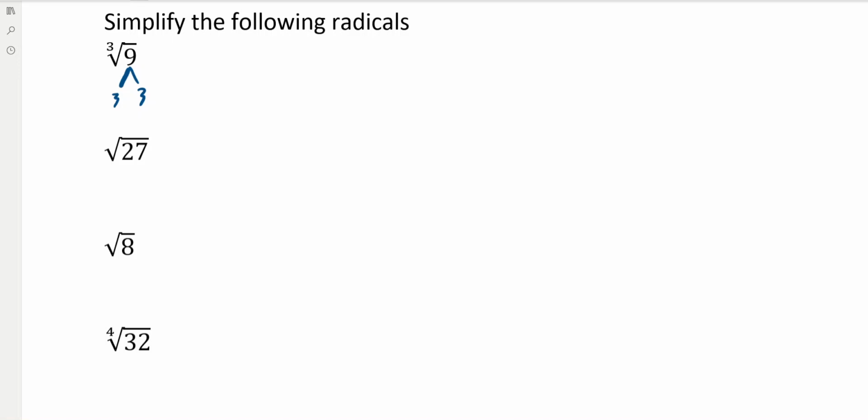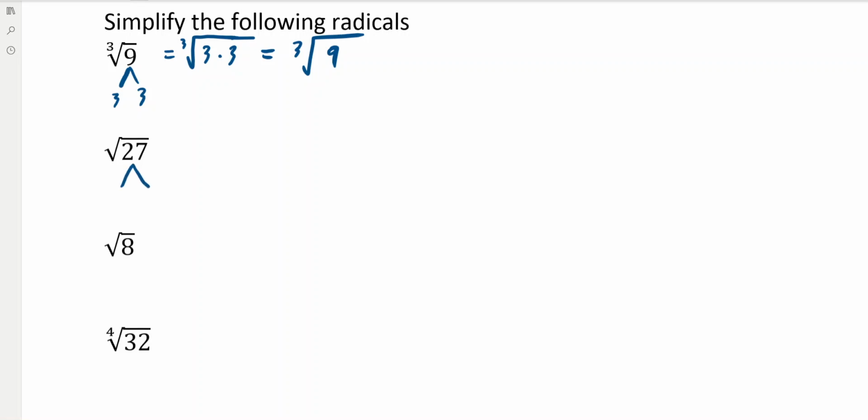So in this case, it's nice and simple. 3 times 3 is 9. So what we're going to do is we're going to write it like this. And actually, now I'm looking at this question. This is a silly question because nothing can be changed. It's already in simplest form. Okay? That's okay because our next question is a good one.